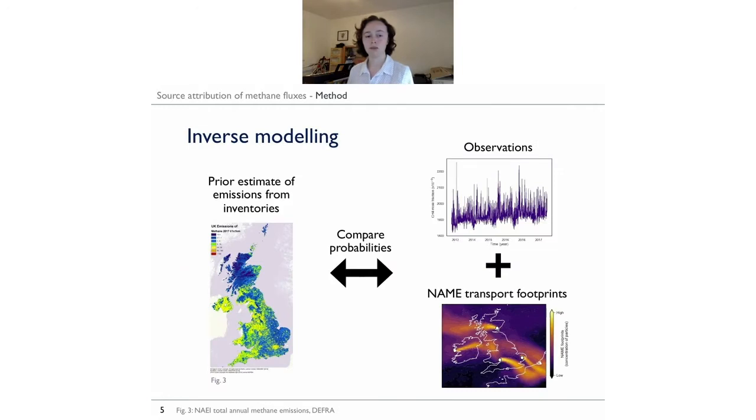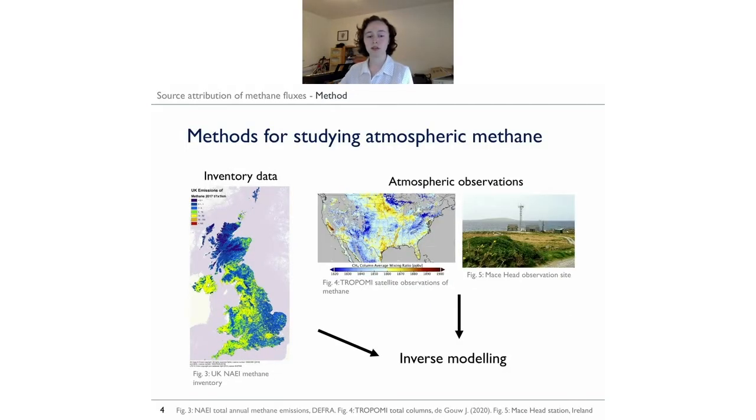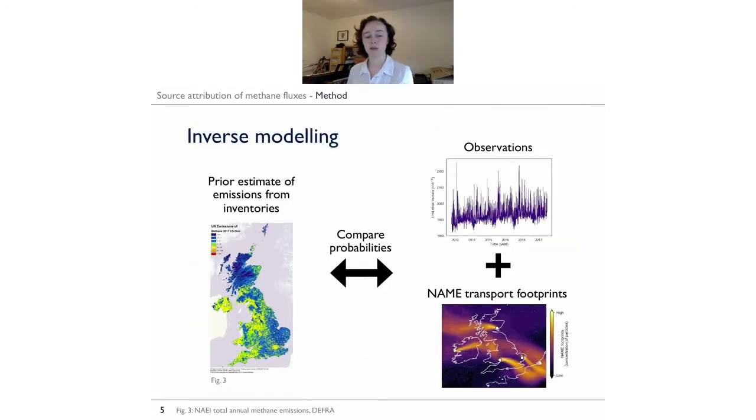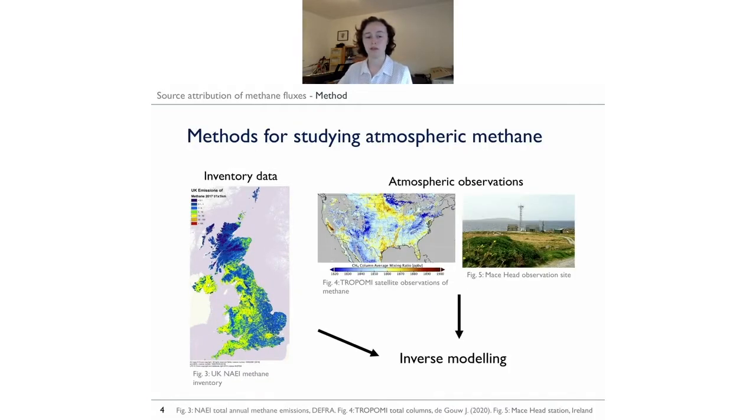In order to compare these two data sets, as they're obviously quite different, the inventory data is a spatial map, whereas the observations are often taken at one spatial point over a long period of time. So I have to use the Met Office's Numerical Atmospheric-dispersion Modelling Environment transport model, which models the movement of particles in the air from their detection point in the atmosphere back to where they're emitted from on the surface. So by combining all these three points of data and comparing the probabilities of the inventory data against the atmospheric observations, I can end up with a posterior estimate, or an improved estimate, of these surface emissions.